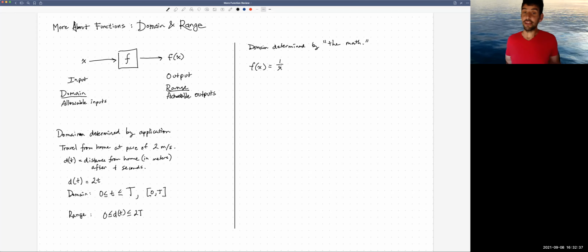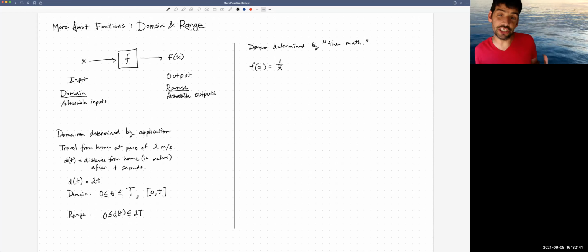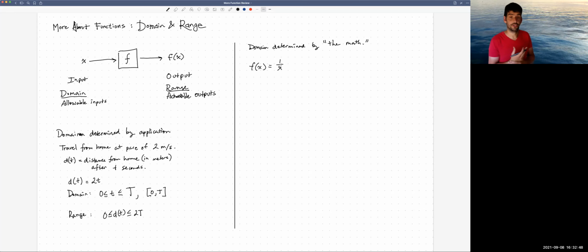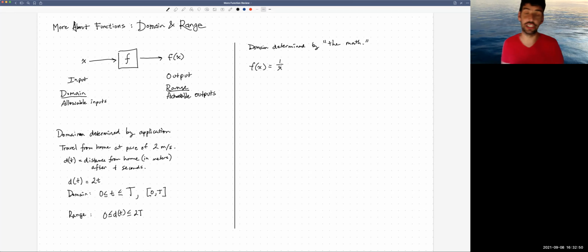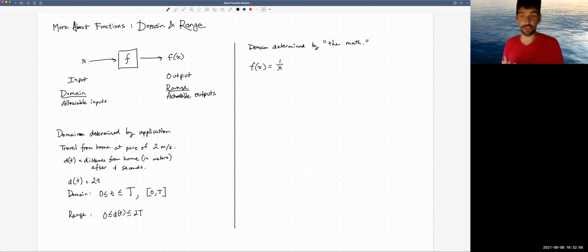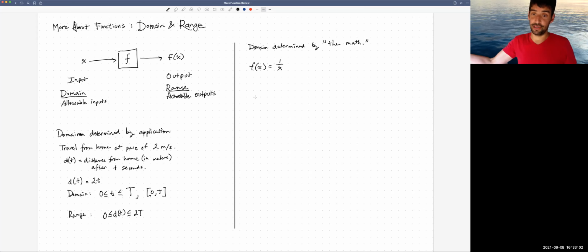Okay, so assuming there's no application here, there's nothing in the real world that tells us anything about what x's can be. If I ask what's the domain, the convention is, what I'm really asking is, what are all the possible numbers that this function can work with? So in other words, what numbers mathematically do we know how to take 1 and divide it by that number, or what numbers have a reciprocal, right? Well, you can do this to any number except for 0.